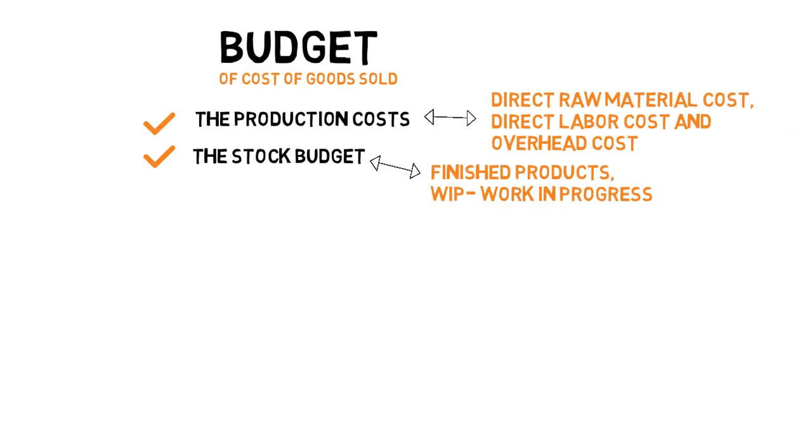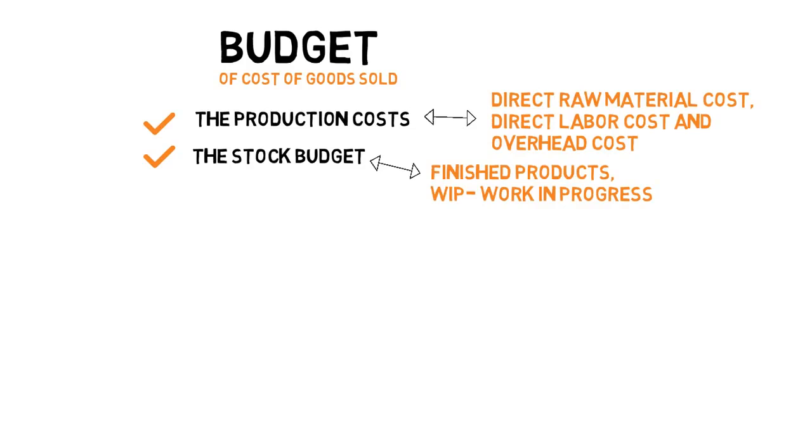All the respective budgets we've just discussed, like the budget of sales, budget of cost of goods sold, budget of selling expense, budget of management expense, make up the projected profit and loss budget.